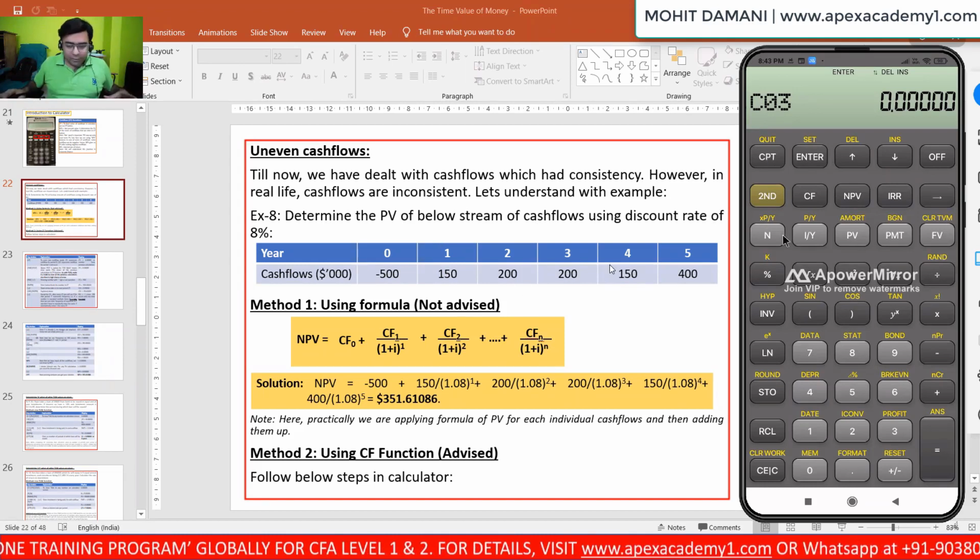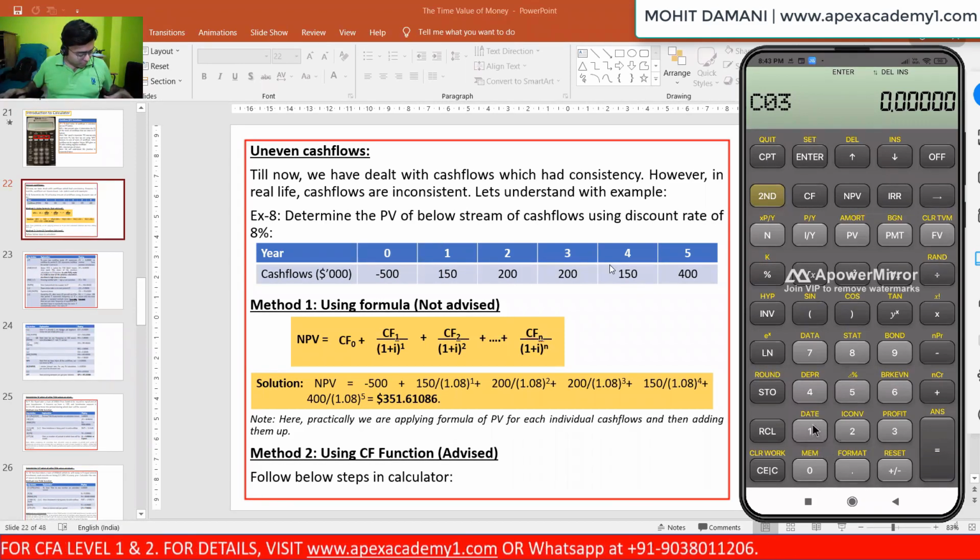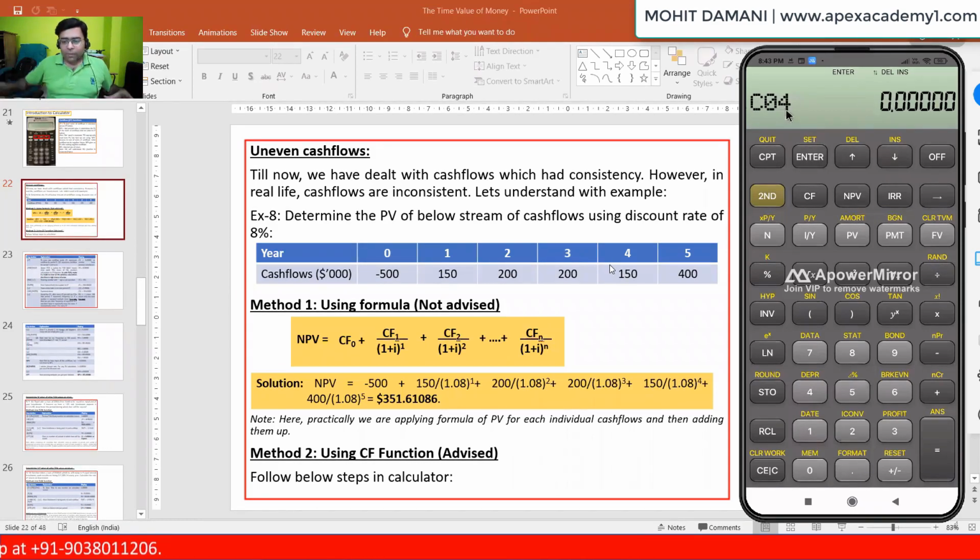Okay, C03 is 150. So 150, enter, arrow down, then again arrow down. C04 is 400, enter, arrow down. Now my cash flow is entered.